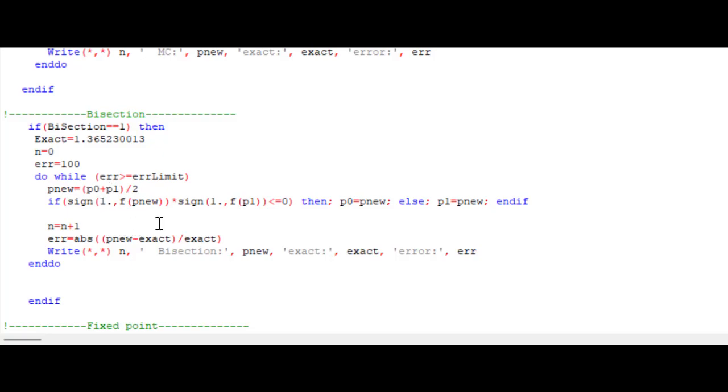And to continue the process, I need to compute the next interval. So I will check the signs of the value of f at two ends of the interval. If the product of the signs is negative, it means that the left side of the interval should be the new guess, P new, and else the right side should be the new guess. This way you may easily compute the next guess of the root. This is the computation of the relative error. Let's run the code.